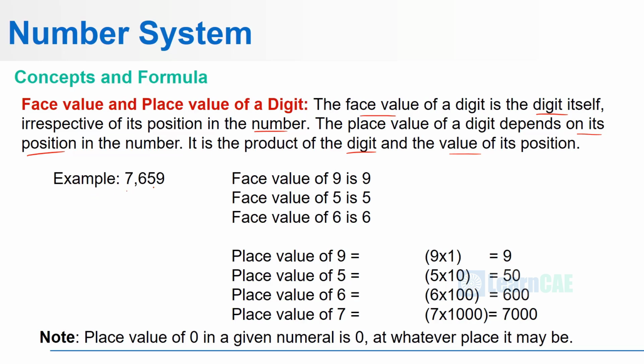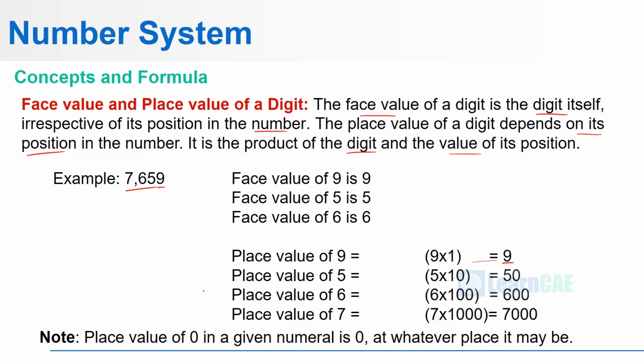For example, the number 7659, here the face value of 9 is 9, 5 is 5 and 6 is 6. Whereas the place value of 9 is 9 into 1, that is 9. And the place value of 5 is 5 into 10, that is 50, because it is in tens place. And similarly, the place value of 6 is 600 and the place value of 7 is 7000.